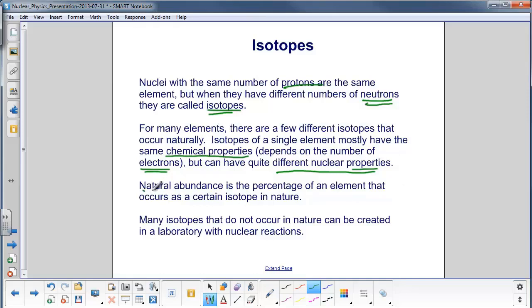Natural abundance is the percentage of an element that occurs as a certain isotope in nature. So if you have a natural abundance of 99% for one particular type of isotope, that means if you found all of the different isotopes of that element on the planet Earth, 99% of them would be that particular isotope. Many isotopes that do not naturally occur, so they're not part of the natural abundance, can be created in the laboratory with nuclear reactions.